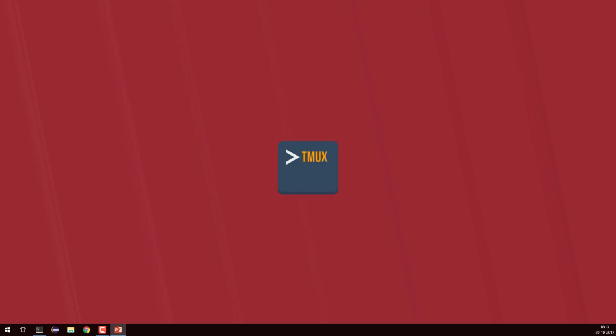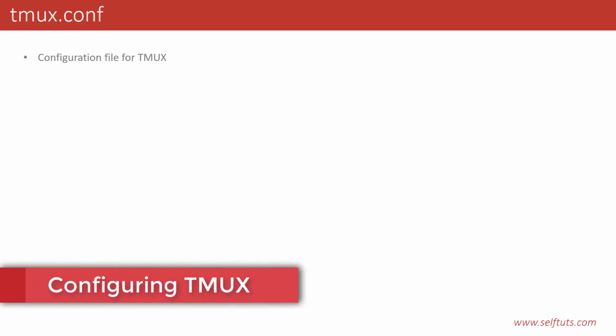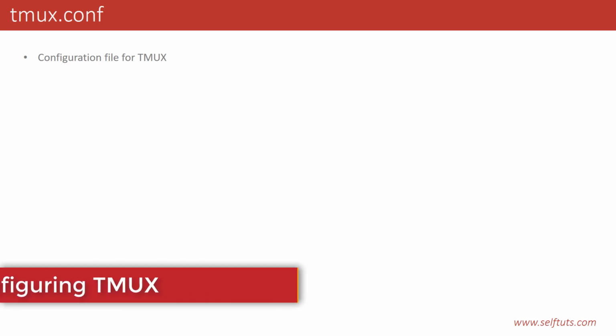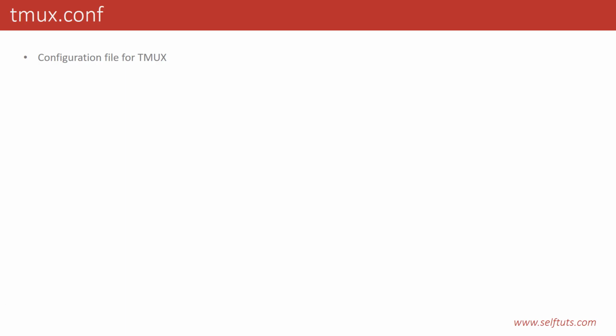Hello people, this is Self-Turts and in this video we'll see what the tmux.conf file is and how to provide configuration for your tmux instance. So basically the tmux.conf file is the configuration file for tmux, which means all the configuration related to tmux goes inside this tmux.conf file.